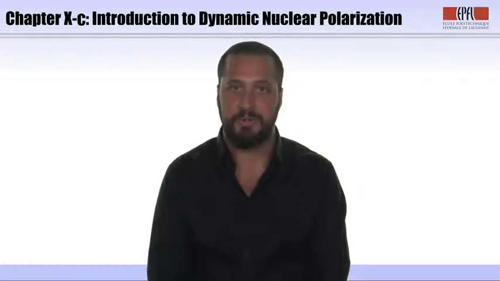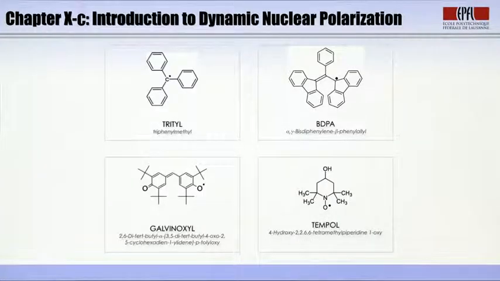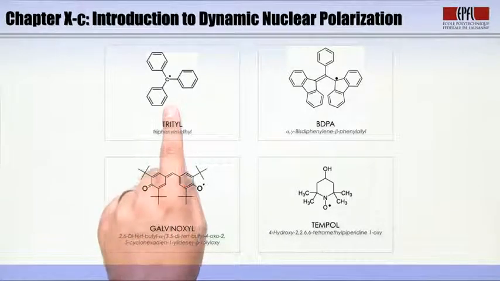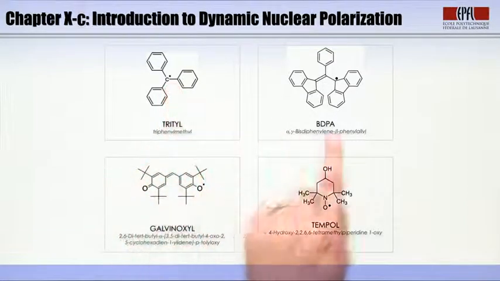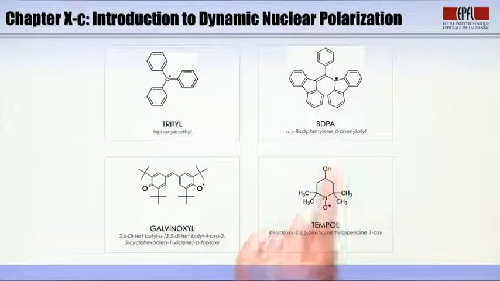Today we shall talk about dynamic nuclear polarization, and this is going to be the third and last part of this chapter. Many free radical molecules can in principle be used for dynamic nuclear polarization. Here I give you 4 examples: the trityl free radical molecules with an electron based on the carbon here, the BDPA molecule, the galvanoxyl molecule, and the tempol molecule.